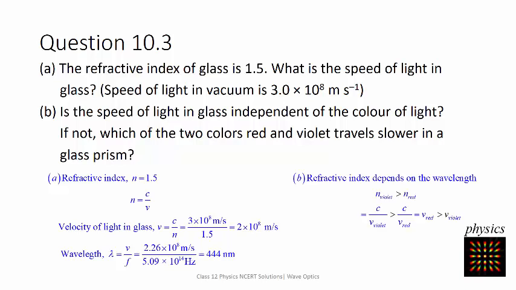And moving on to the question of whether it is independent of the color of light: it depends on the wavelength. The refractive index for violet light is more than that of red. Hence, the violet light travels slower than the red light. So that is the conclusion.